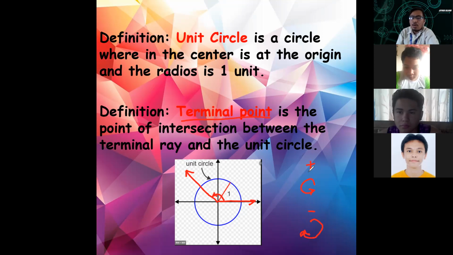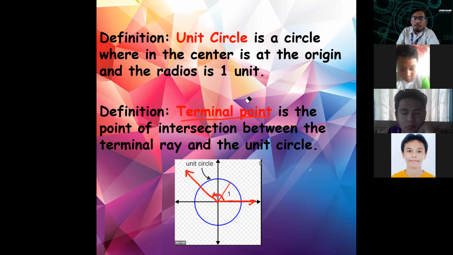Okay? If it is counterclockwise, opposite to the clock, it is positive. If it is the same rotation as the clock, then that is a negative angle. Okay. So, what is a terminal ray? A terminal ray is this one, right? The one where your angle stops. And what is a terminal point?